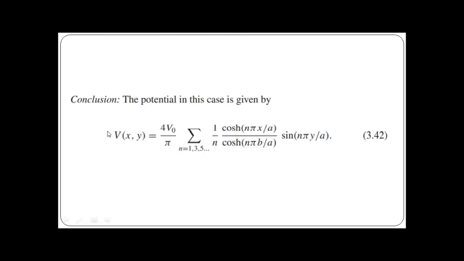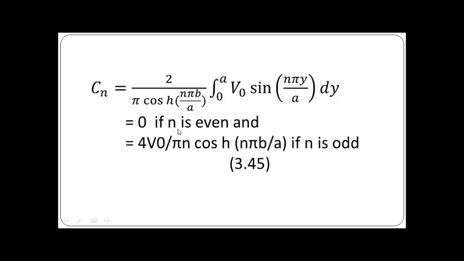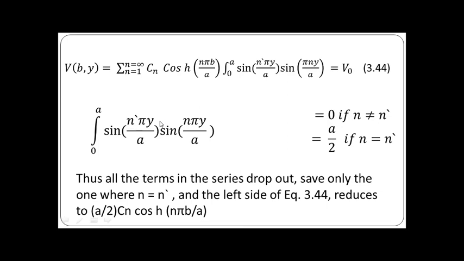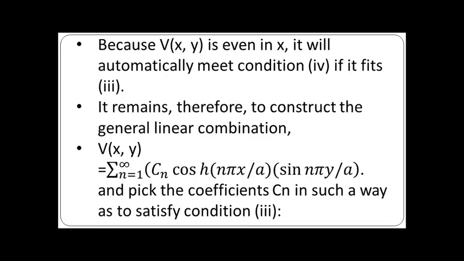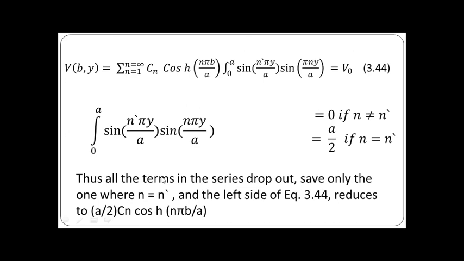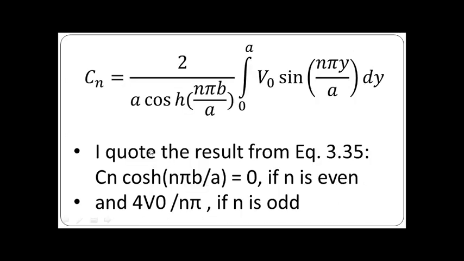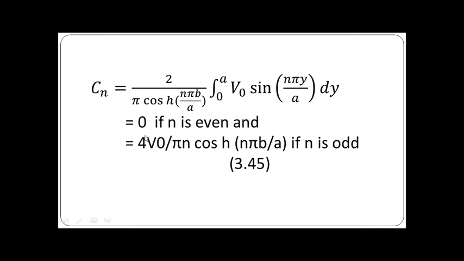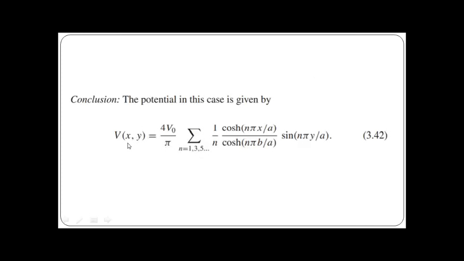Substituting this, we'll get the general solution. That means our solution, whatever you have seen here, this is your general solution. V(x,y) is equal to sigma n equals 1 to infinity Cn cosh n pi x upon a sin n pi y upon a, with the coefficient given in the last equation which we have obtained. We can substitute that one. This is the value of coefficient Cn. If we substitute it in this one, we'll get the final solution, and that final solution is going to be this.